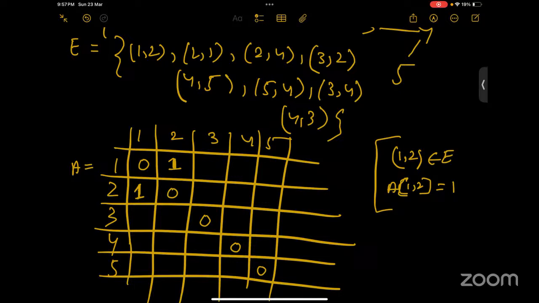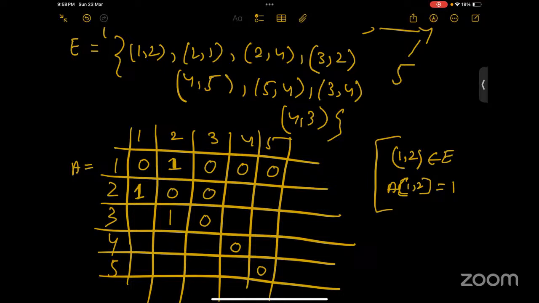No, 1, 3 is not there. Correct. 1, 4 also is not there. 1, 5, no, it's not there. Then 2, 3. 2, 3 is not there, but 3, 2 is there. That means this. Correct.